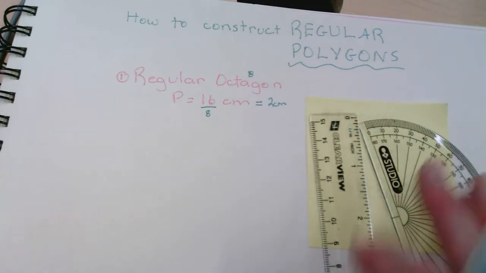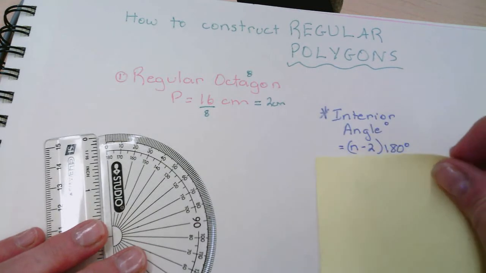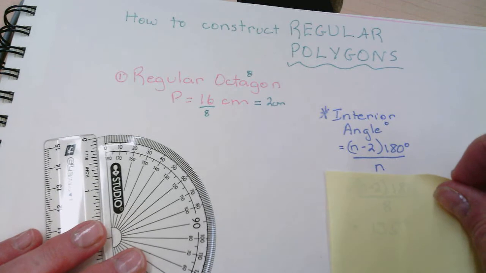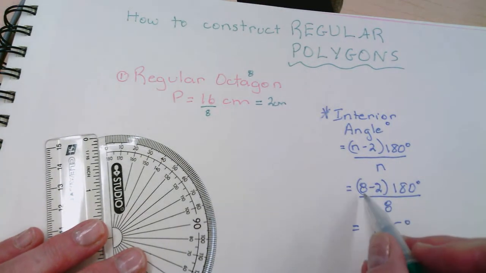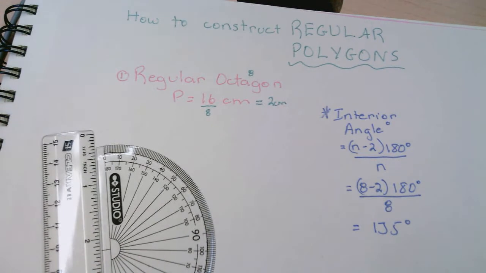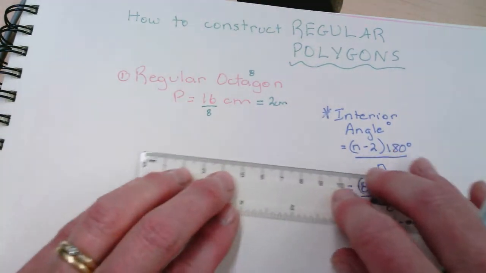The second important piece of information is the interior angle. So the interior angle formula is (n minus 2) times 180 divided by n. In this case, our n is 8. So (8 minus 2) times 180 divided by 8, we get 135 degrees for each of those 8 angles. So two things we do, and then we repeat.